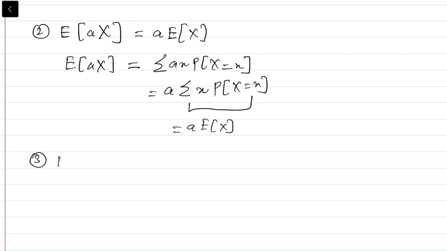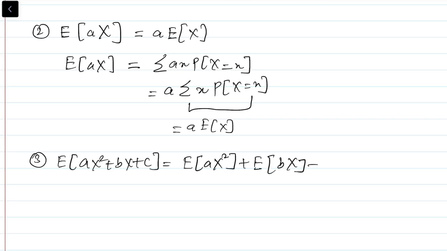Now the third property is, suppose expectation of ax square plus bx plus c is given, then we can separate each term. That is expectation of ax square plus expectation of bx plus expectation of constant. Now we know we can bring constant outside of the expectation. So this is a times expectation of x square plus b times expectation of x, and expectation of constant is just the constant. So these are the properties of expectation.